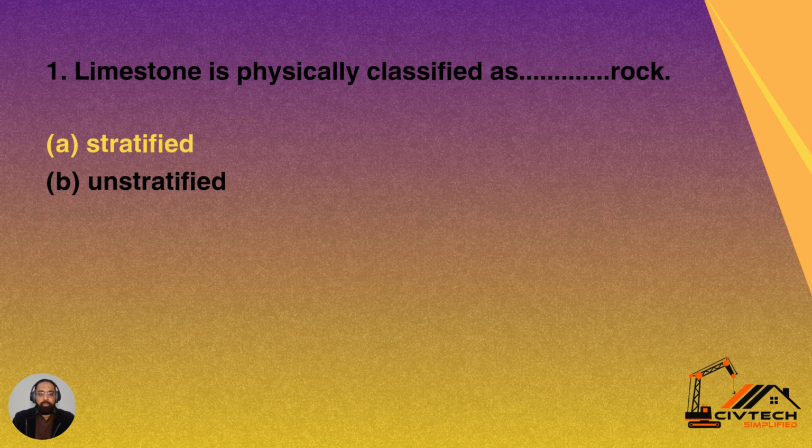Question number 1. Limestone is physically classified as dash rock. Option A. Stratified. Option B. Unstratified. So A is the correct answer for this question. Limestone is a stratified rock.